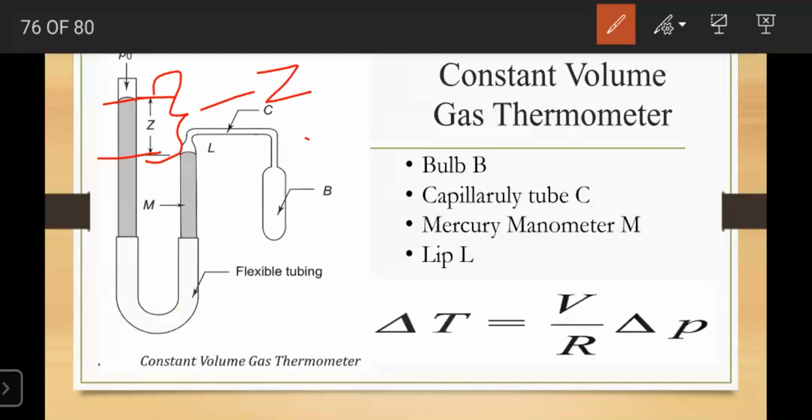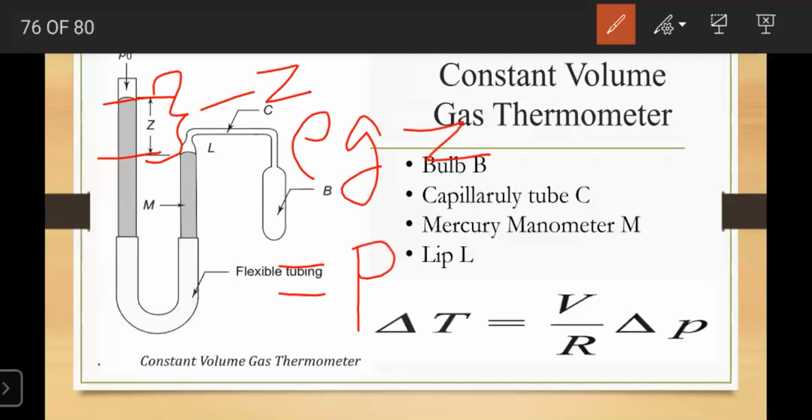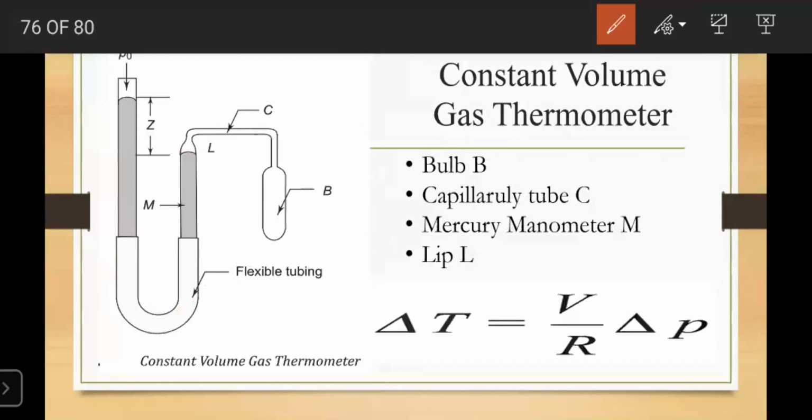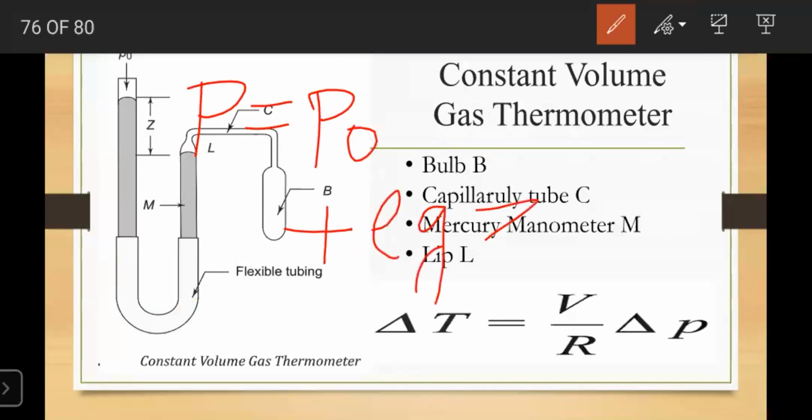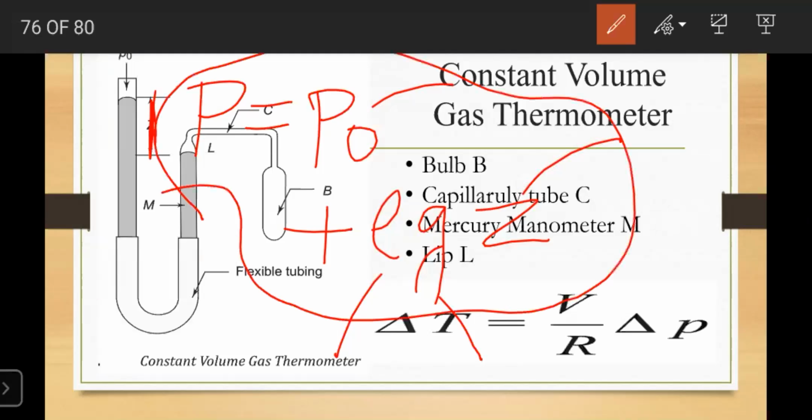How can you measure it? Rho g z is equal to the pressure. P is equal to P naught plus rho g h. What is P naught? Atmospheric pressure. What is rho? Density of the mercury. What is g? Acceleration due to gravity. What is z? The change in the mercury levels here. After calculating this equation, you will get the absolute pressure. This P is the absolute pressure.